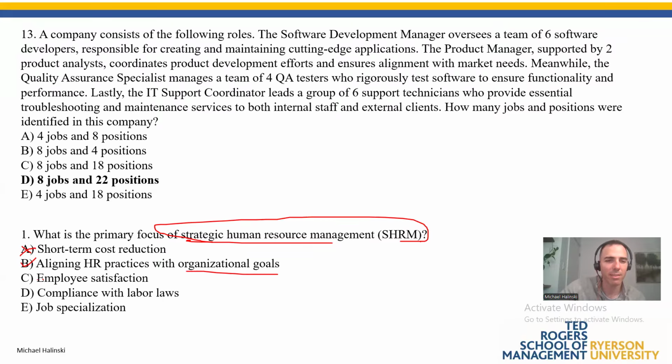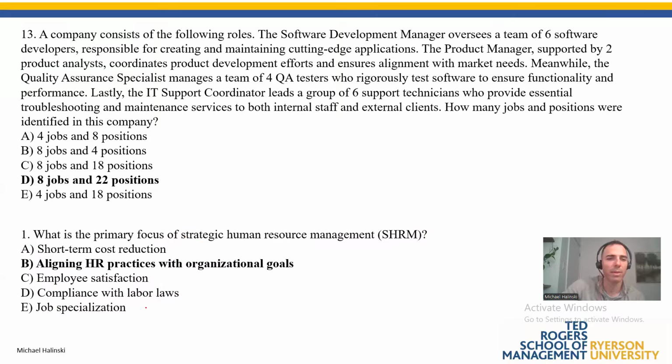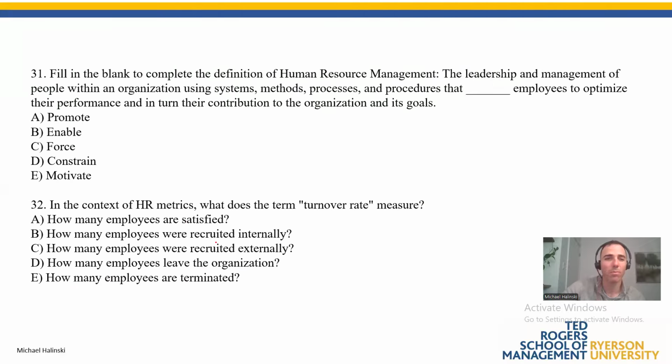Employee satisfaction, no, that's about employees. It's not about the org. Compliance with labor laws, no, it's kind of narrow. Job specialized, no. Okay, there we go. So anything strategic is about achieving organizational goals.